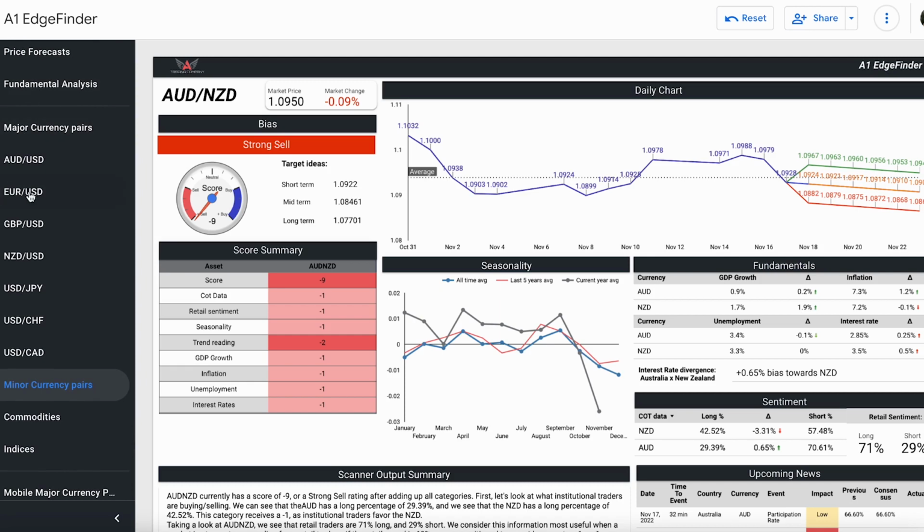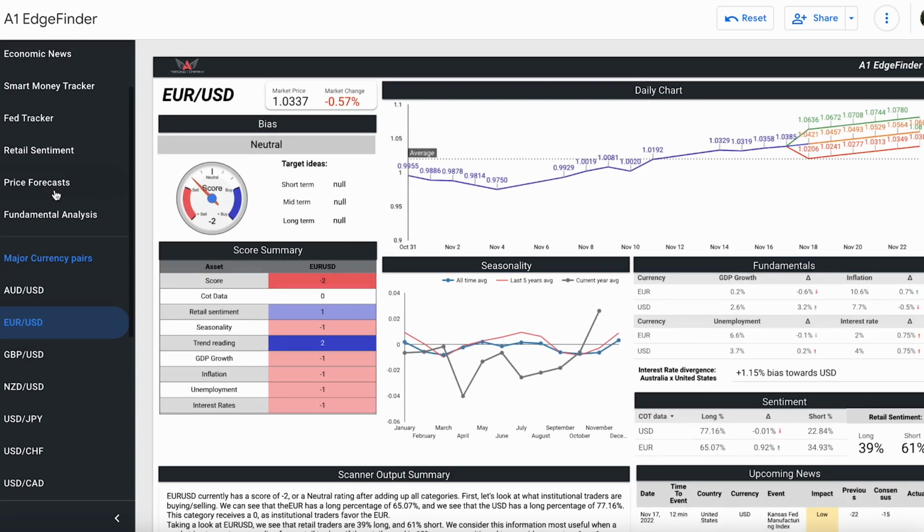Now, the other pair we said we're going to take a look at is Euro USD. This is sitting at a neutral -2 score, so it is leaning towards the downside. But taking a look at this price chart, trend reading +2 means that this market is trending upwards fairly confidently. What's really dragging this score down is our fundamental section. So we'll get to everything in just a second.